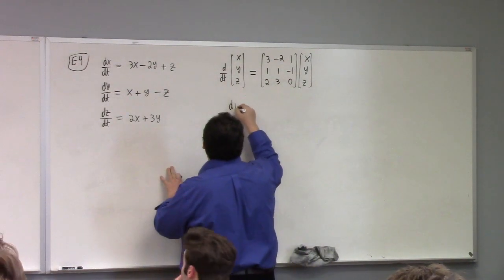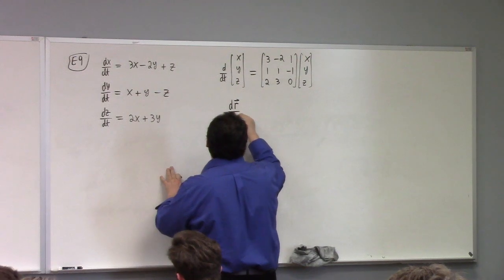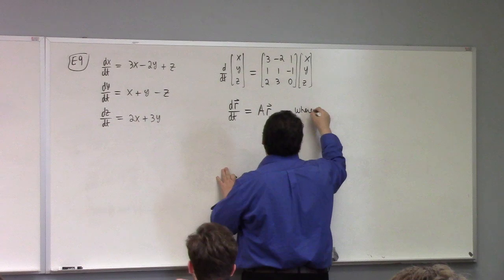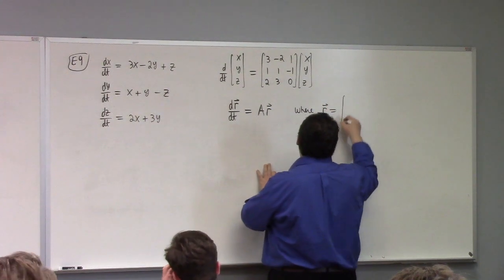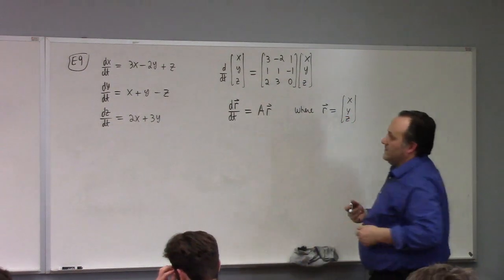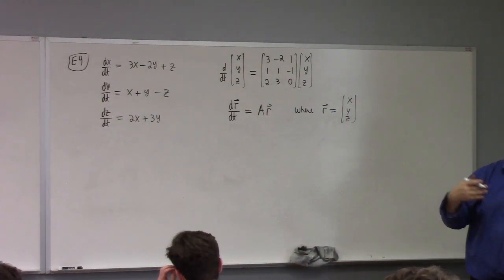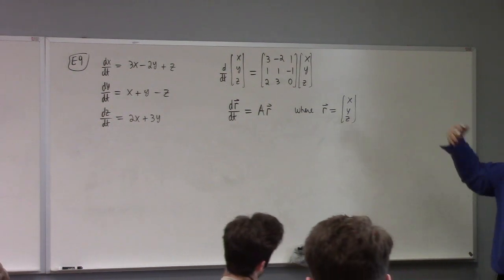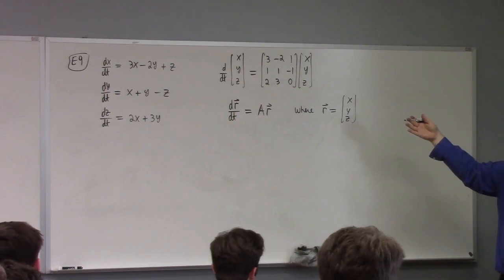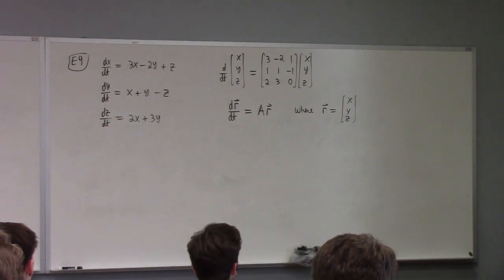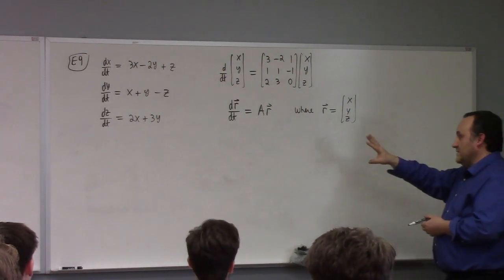So we could write this as dR/dt equals AR if you want me to use a different letter, where R is equal to x, y, z. Our goal, your mission, is to find functions x, y, and z that, when we plug them into this differential equation, actually work. That's solving the system. This is a third order problem.